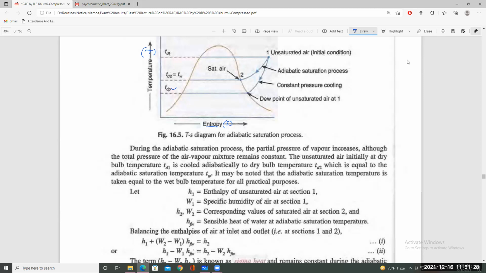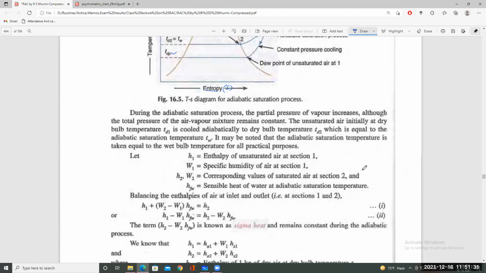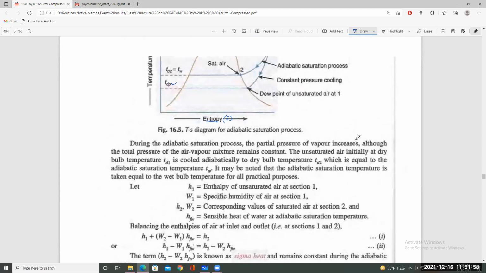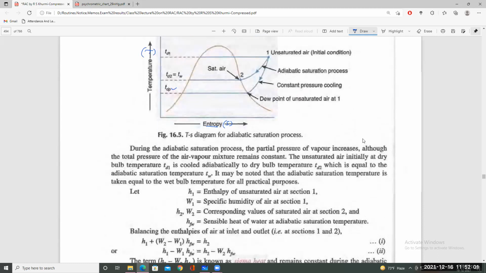Balancing the enthalpies of air at inlet and outlet, that is h1 plus (W2 minus W1) hfw is equal to h2. The mass of moisture added from 1 to 2, multiplied by the sensible heat, plus the enthalpy of the unsaturated air, is equal to h2. So we have the value of enthalpy h1, and we are supposed to calculate the value of enthalpy h2.